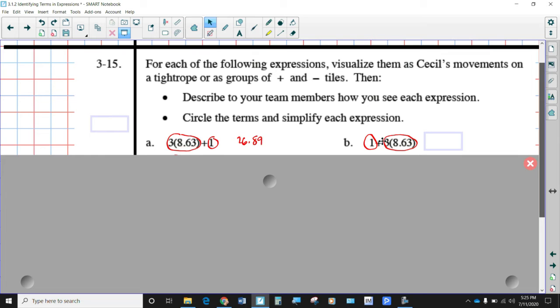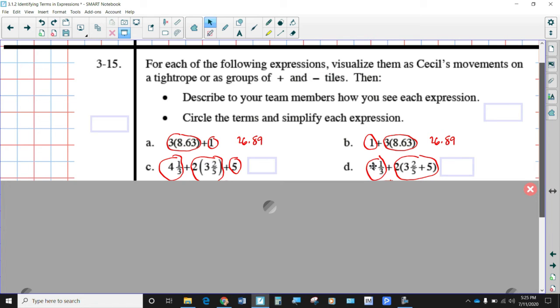Notice here, we just used the commutative property. We still have to multiply 3 times 8.63 before we can add the 1, but even though the 1 is listed first, you're still adding these two numbers together, so you're going to get the exact same answer of 26.89.